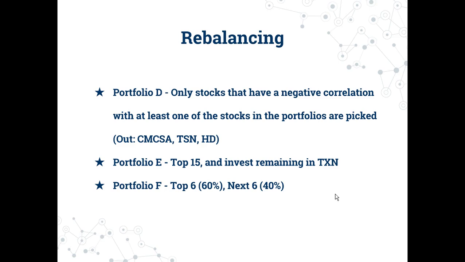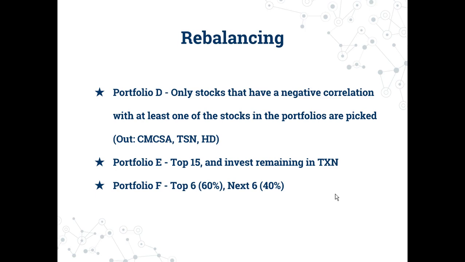And for portfolio D, I've only picked stocks that have a negative correlation with at least one of the stocks in the portfolios that are picked. As a result, Comcast, Tyson, and Home Depot were sold, and instead shares for ExxonMobil was purchased. And this portfolio's objective is to create a diversified portfolio by putting together stocks that are negatively correlated with one another.